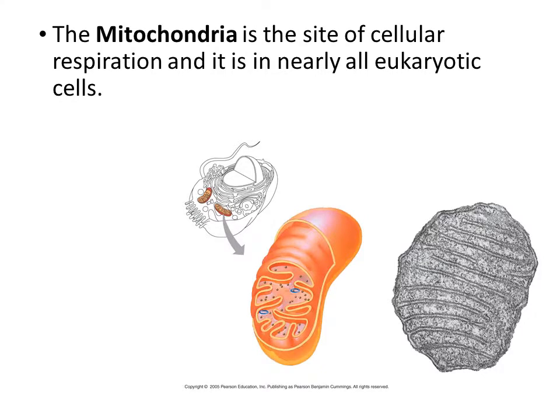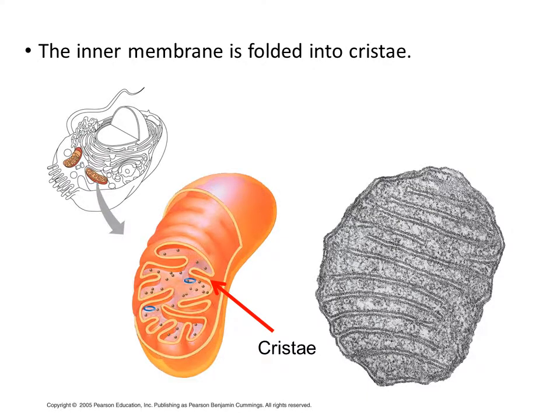The first other organelle we will talk about is the mitochondria. The mitochondria is the site of cellular respiration, and it is in nearly all eukaryotic cells. The structure of the mitochondria is it has two membranes. It has an outer membrane and an inner membrane.